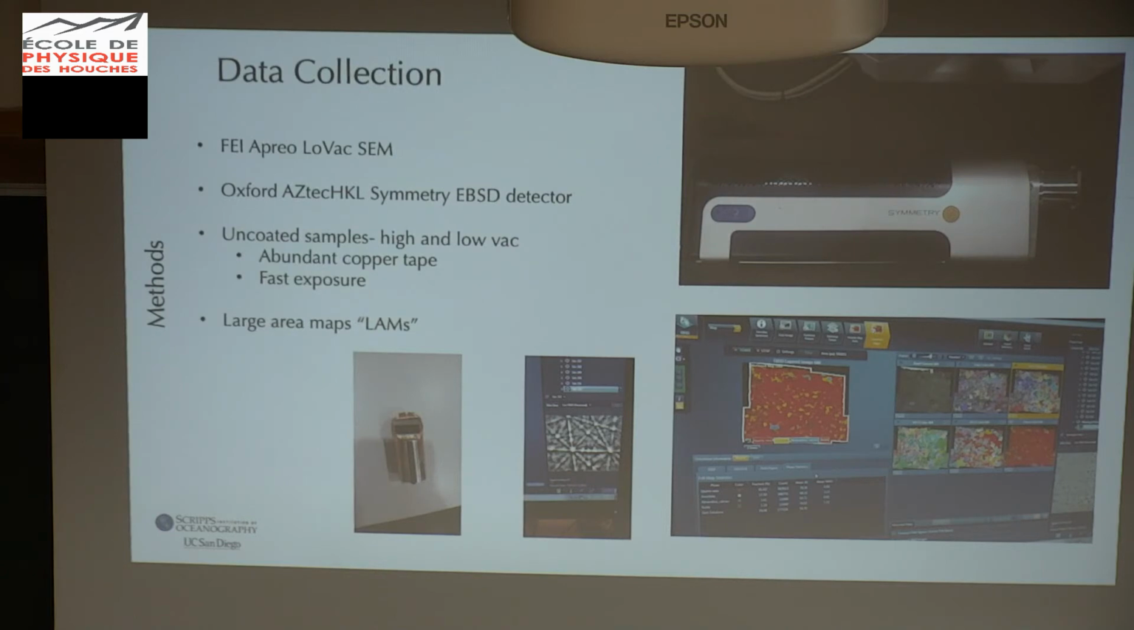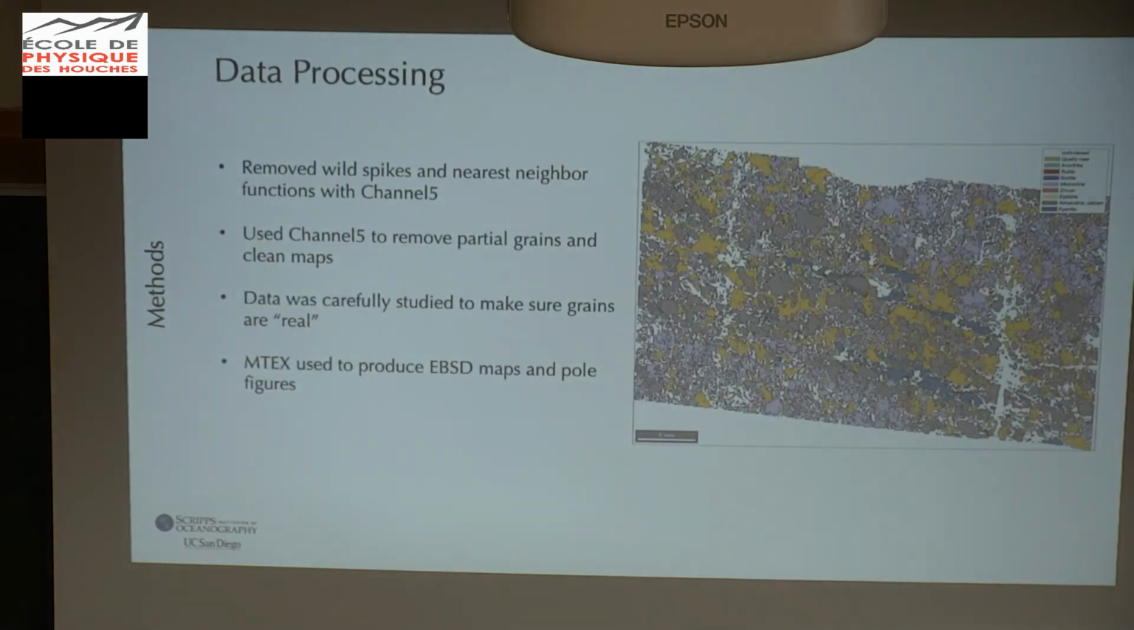And so we thought that was a pretty unique way to deal with samples that are really fragile, that you can't coat or process too much in fear that they were going to break even further. So getting past that hurdle, the ones that made it through, we processed in Channel 5. So we did pretty standard wild spike and nearest neighbor functions, and I have more data on this if anybody wants to talk afterwards.